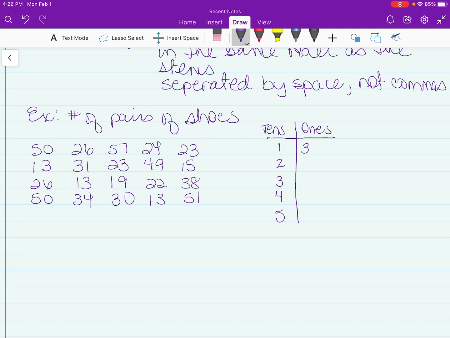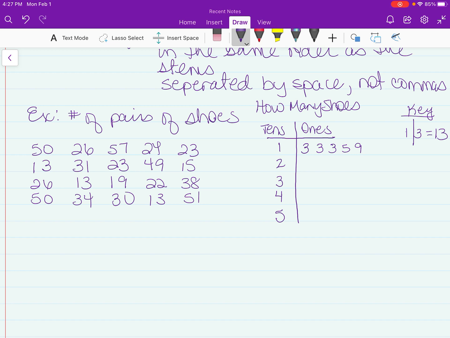So again, we're going to keep things in order, but we are going to separate them by space. So I have 3 13s, I have a 15, and I have a 19. So you'll notice 1 | 3 is equivalent to the data piece 13. This is called a key or a legend, and it must accompany your stem and leaf display. Your stem and leaf display is a graph, so you also need a title. How many shoes?